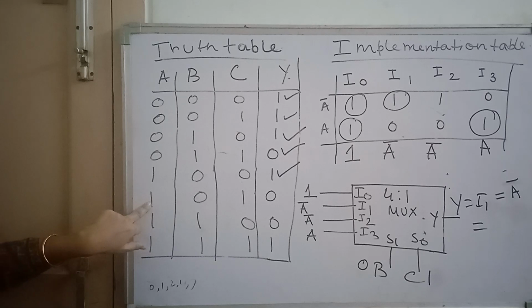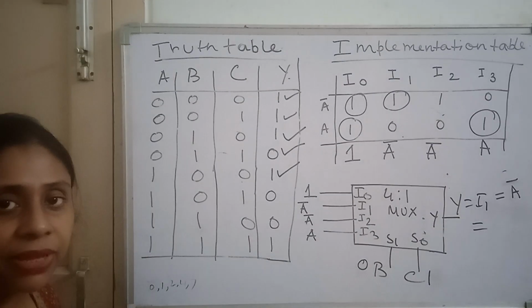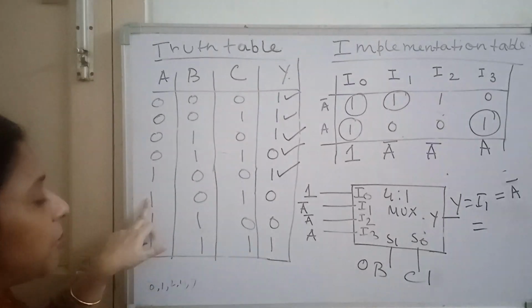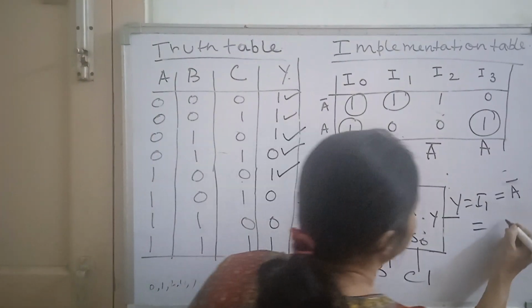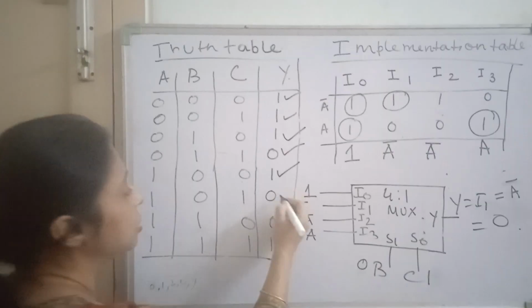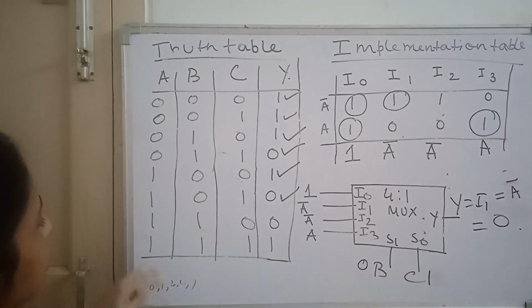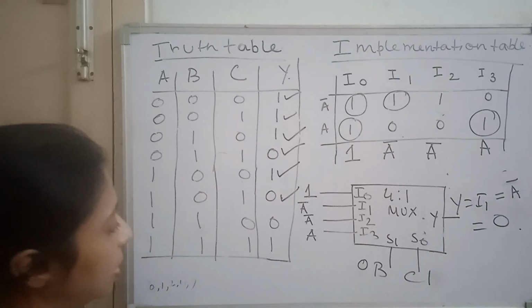A is 1. So what is A bar? A bar will be complement of A. So 0 because A is 1. So A bar will be 0. So output is 0. See, the output is 0. So this is checked. Now the next combination is 1, 1, 0.